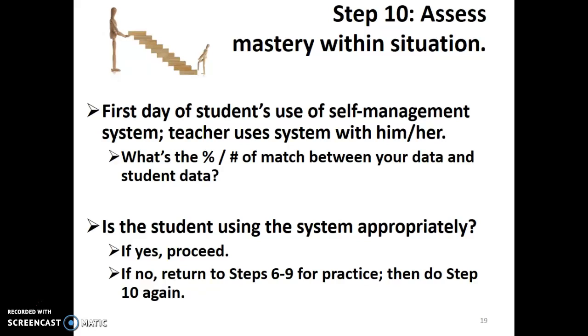So for the first day of students' use of self-management system, the teacher uses the system at the same time. And note the percentage or the number of match between your data and the student data. Is the student using the system appropriately? If yes, the student proceeds in using it. And if no, you may want to return to appropriate parts of steps 6 through 9 for practice, then do step 10 again.